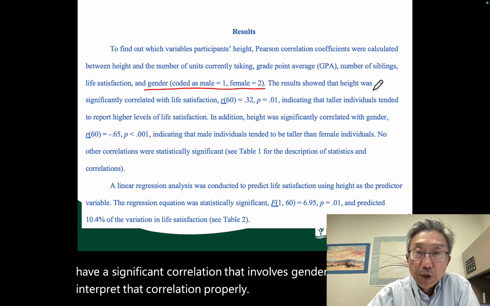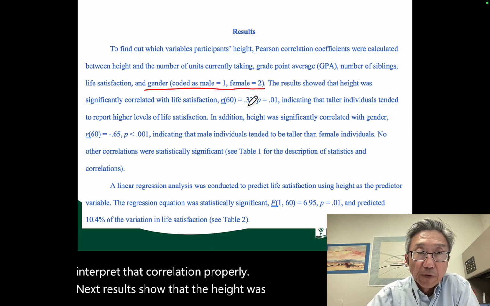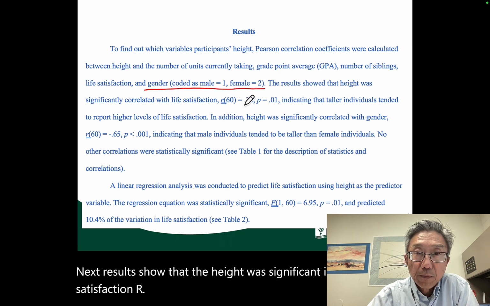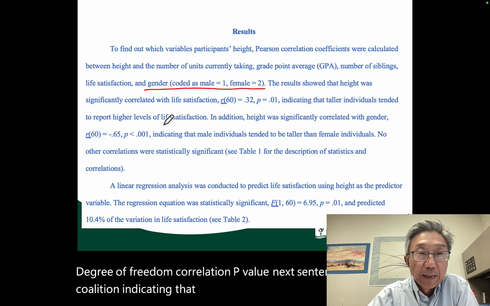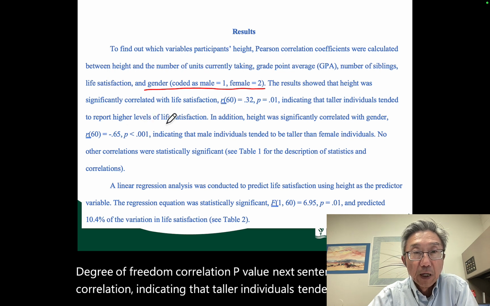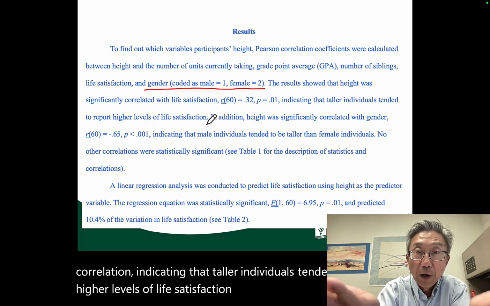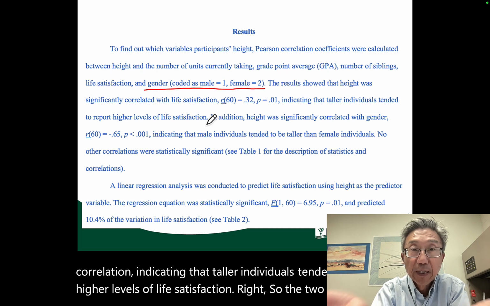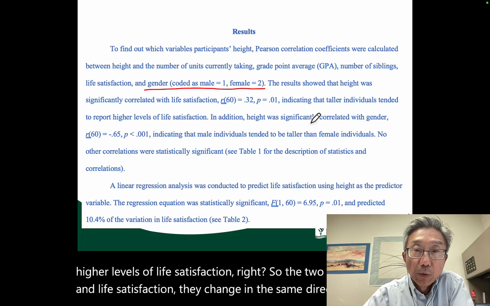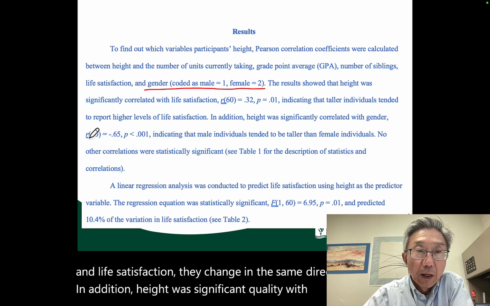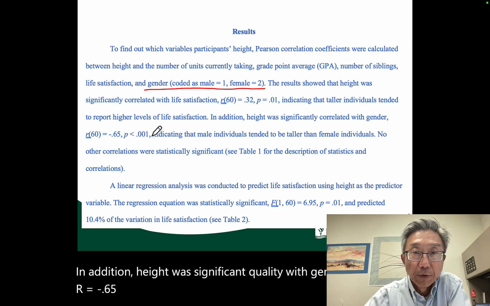Next, results show that height was significantly correlated with life satisfaction, with the degrees of freedom, correlation, and p-value. The next sentence explains that correlation, indicating that taller individuals tended to report higher levels of life satisfaction, right? So the 2 variables, height and life satisfaction, change in the same direction. In addition, height was significantly correlated with gender, r equals negative 0.65, p less than 0.001.